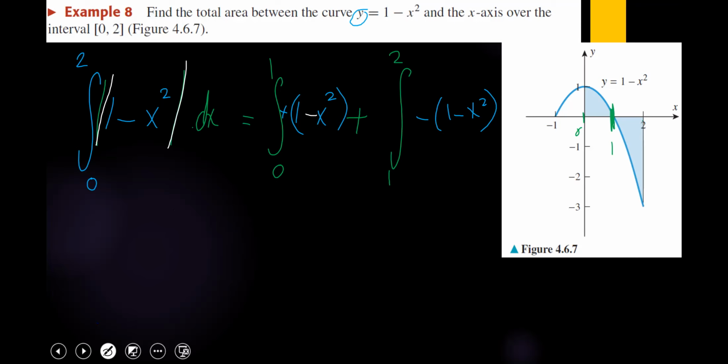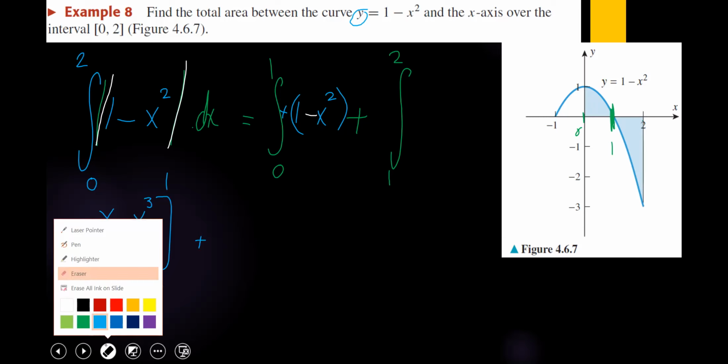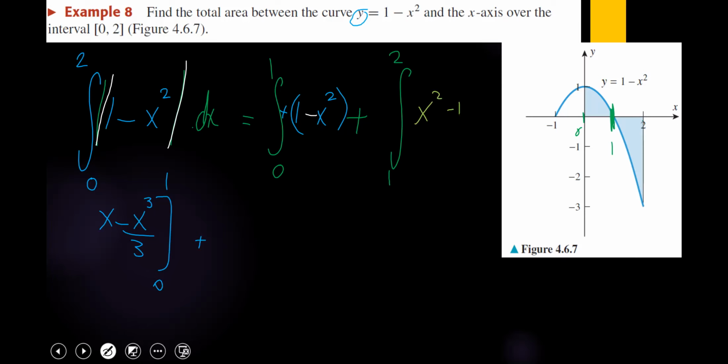Let's integrate 1 minus x squared. When integrated, we have x minus x cubed over 3 from 0 to 1, plus, let's simplify this one here, negative 1 plus x squared. So we can write it as x squared minus 1. So the second one will be x cubed over 3 minus x from 1 to 2.